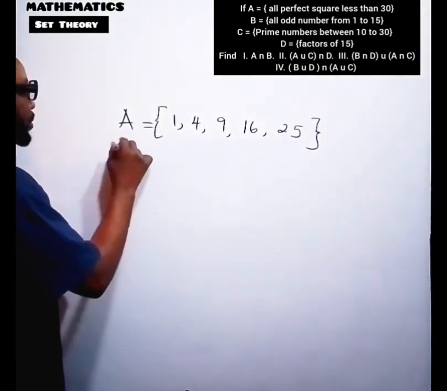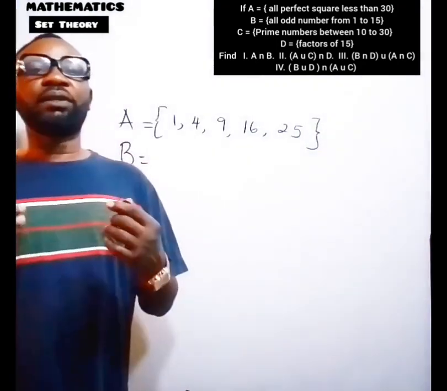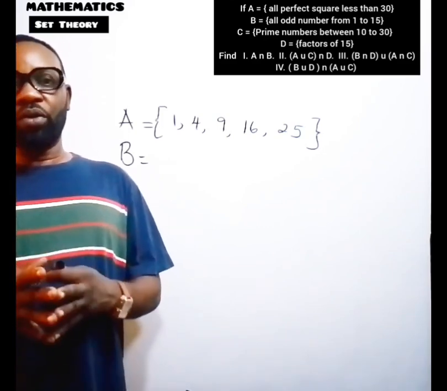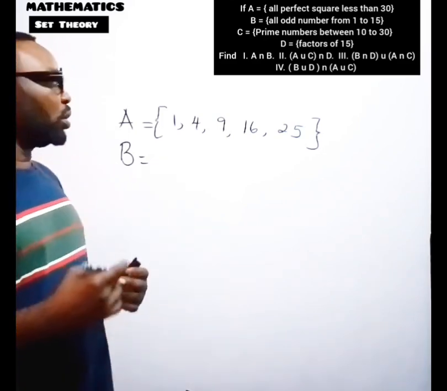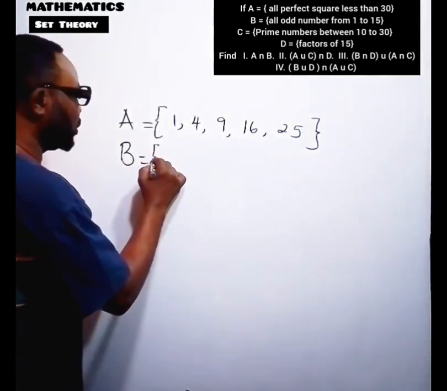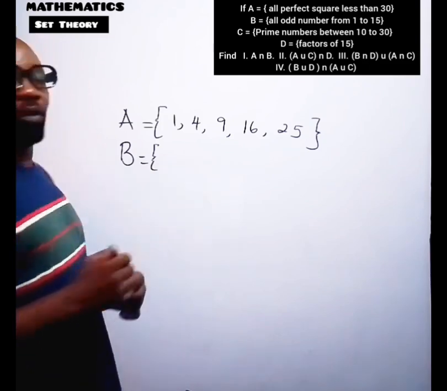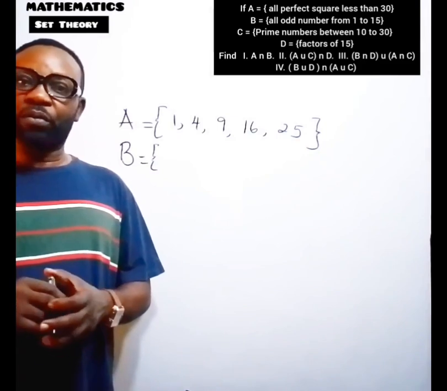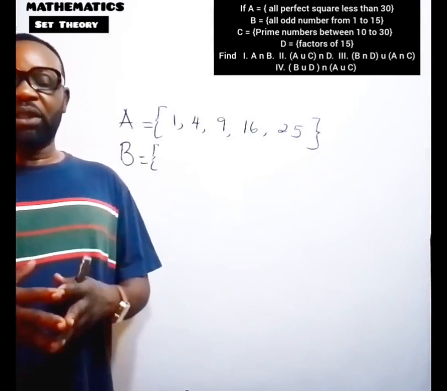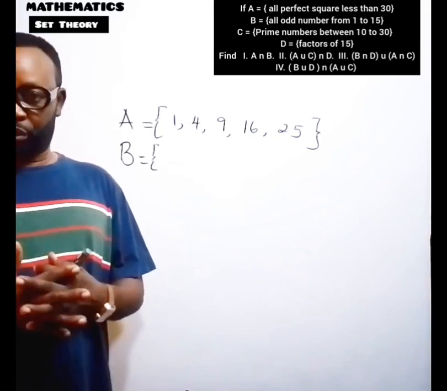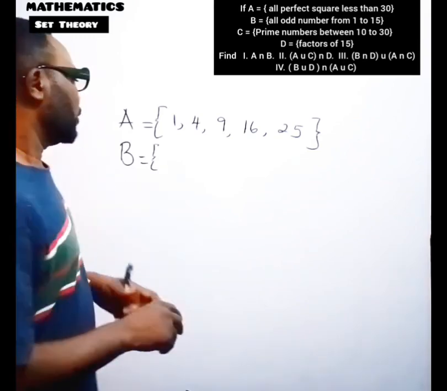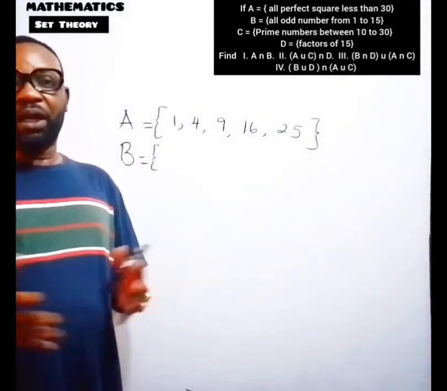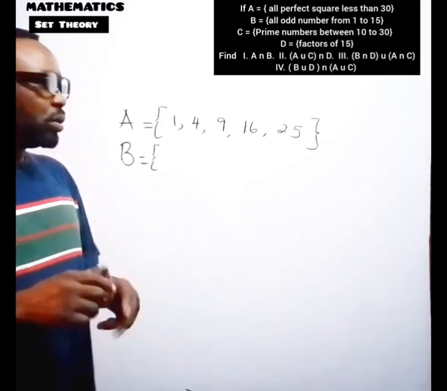Now, B is given as a set of all odd numbers from 1 to 15. All odd numbers from 1 to 15. Now, what is meant by odd numbers? Odd numbers are those integers that are not multiples of 2. When you divide them by 2, there is going to be a remainder. In that regard, you call such a number an odd number.